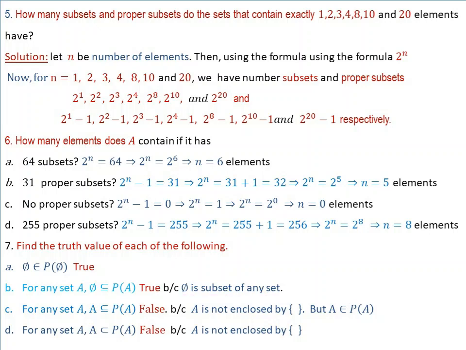C: for any set A, A is a subset of the power set of A. This is false, because for A to be a subset of the power set of A, the set should be enclosed in braces, inside a set. If it were the set containing A, it would be true. But here, A is a subset of the power set of A is false.